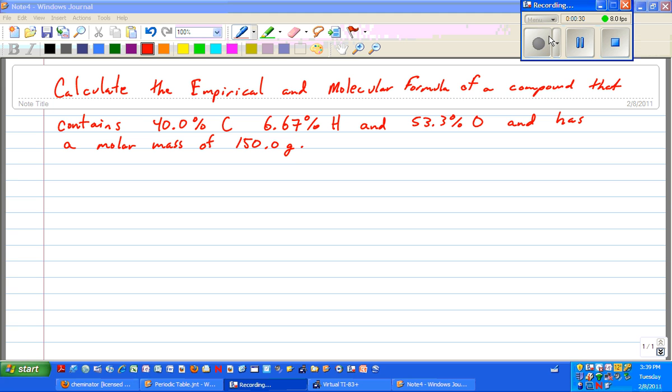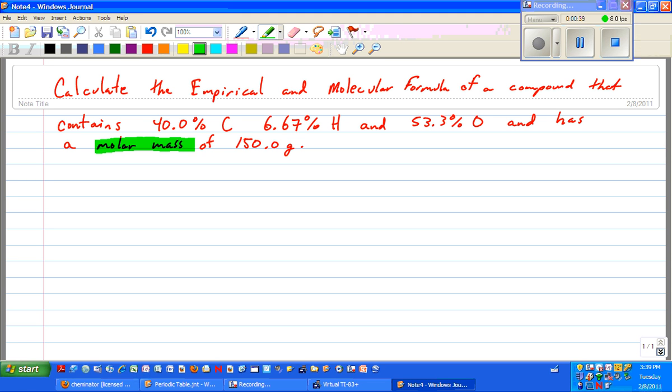In order to do this, the very first thing we're going to need to do is calculate the empirical formula because we don't have it. Then we can go ahead and use that molar mass that we're given in order to calculate n and get to our molecular formula. So let's go ahead and get started with the empirical formula.